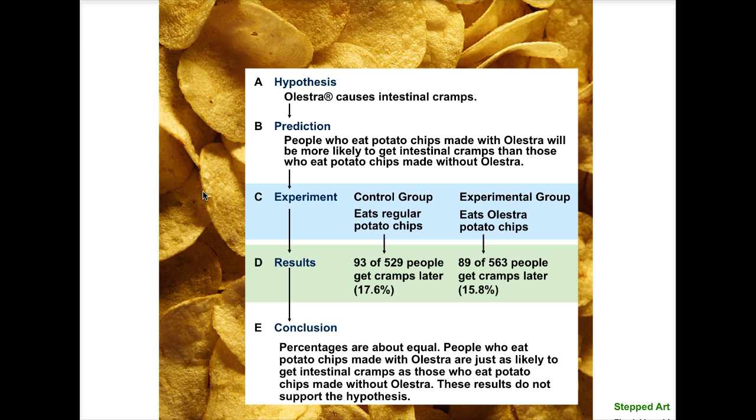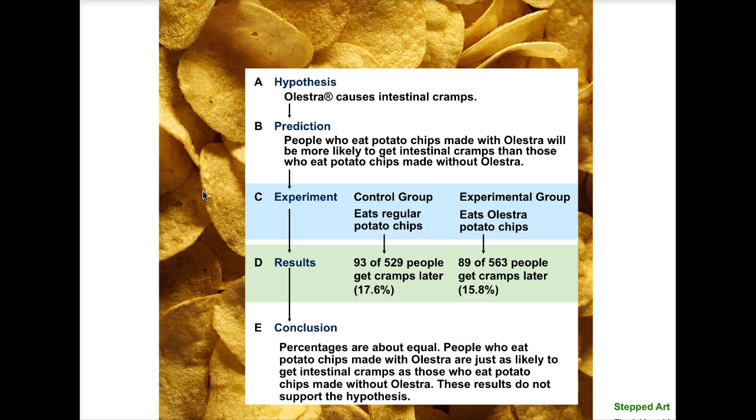As an investigator designs an experiment, they implement what's called their independent variable. The independent variable is what the scientist is changing, in this case, potato chips cooked in olestra and potato chips not cooked in olestra. The dependent variable is the data that the investigator collects as a result of the implementation of the independent variable, and that in this case is people stating whether they had intestinal cramps or not. So the dependent variable is intestinal cramps.